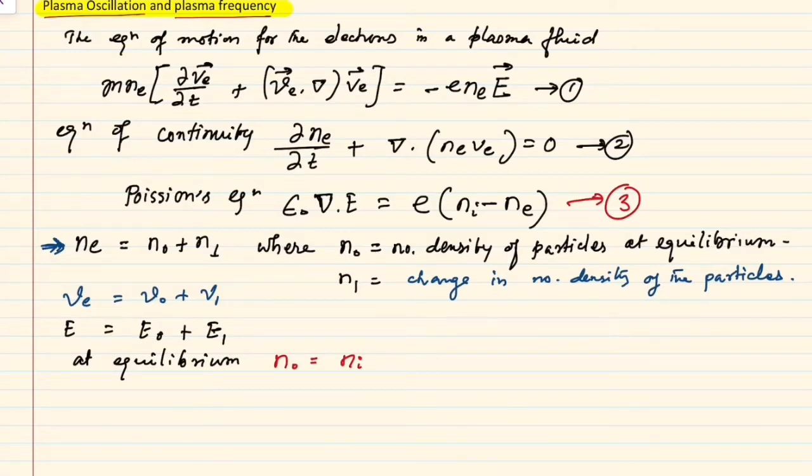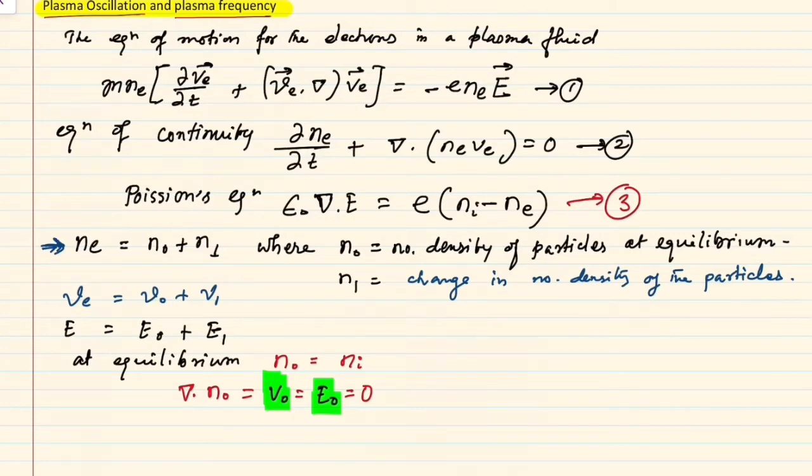At equilibrium, as the change in number density is 0, the gradient of N naught must be equal to 0, and also V naught and E naught must be equal to 0. Before oscillation takes place, V naught was equal to 0, and if there is no oscillation, no electric field is generated, so E naught is also equal to 0. Hope you have understood this topic.